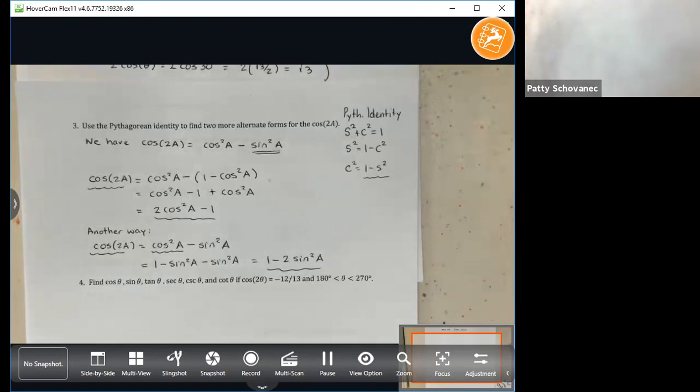You need to be aware that there are three versions of them because we might have to take something from this form and put it back into the form on the left-hand side. They should all give you the same value for the cosine of 2A.